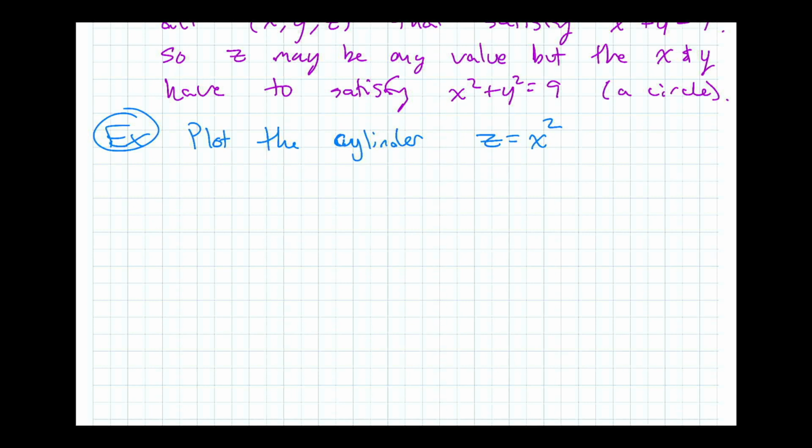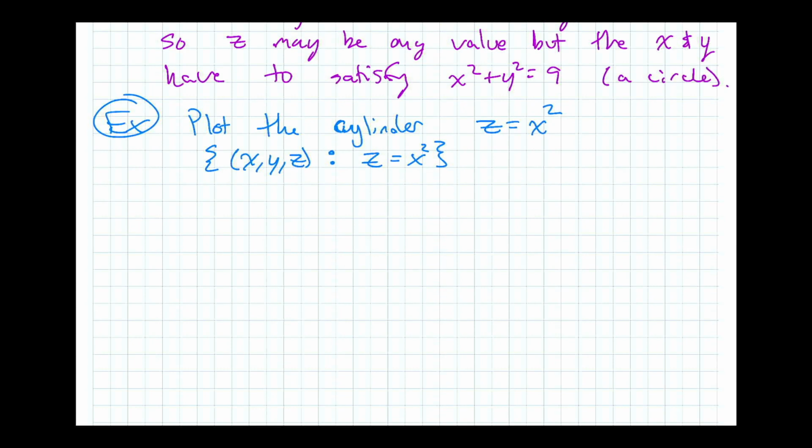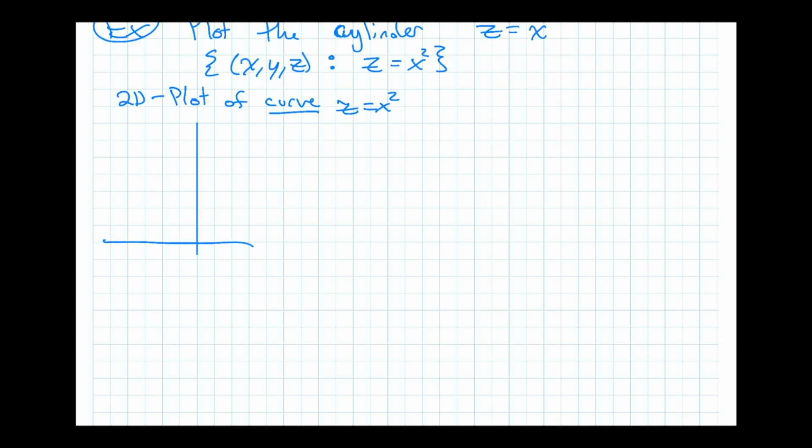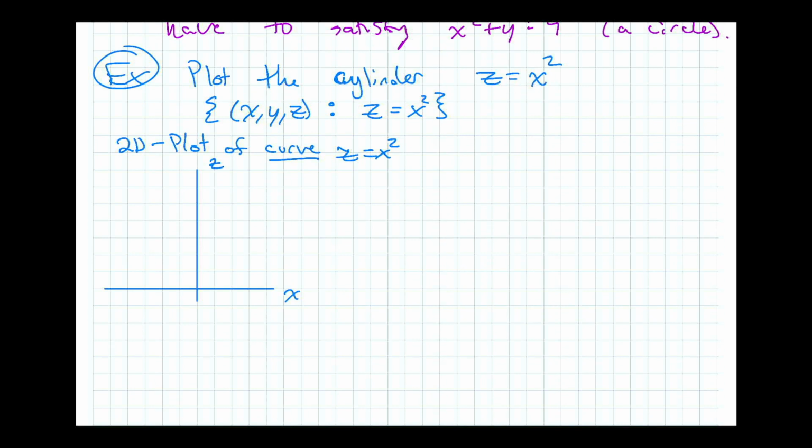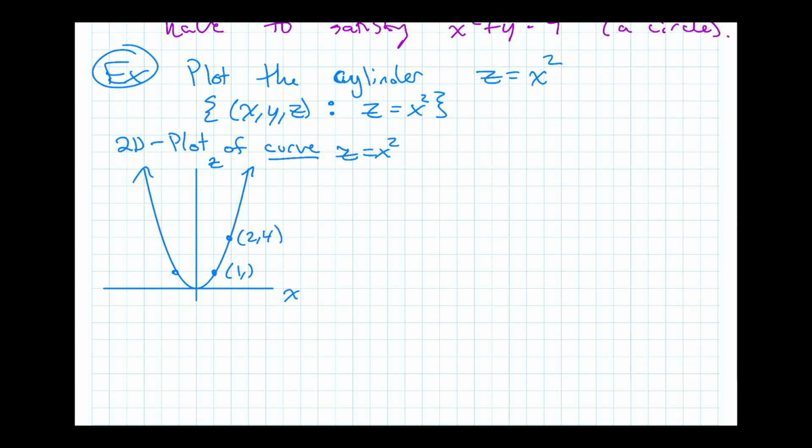So again, you want to think of it as what I just wrote, right? It's technically the set of all x, y, z such that z equals x squared, right? So the y value is allowed to be anything. If you think about the 2D plot of the curve z equals x squared, you put x there and z here this time. Then what kind of curve is z equals x squared? Well, it's the same as y equals x squared normally is. This is a parabola, so you can just plot it. It goes through 1, 1, negative 1, 1, 2, 4, negative 2, 4, etc. So that's what the curve looks like.